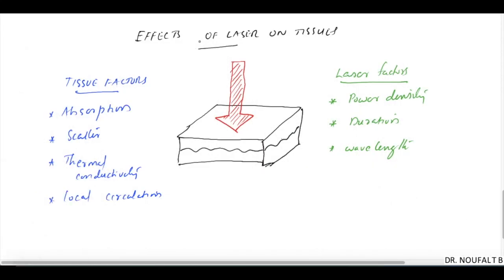The effect of laser on tissue depends upon various tissue factors as well as various laser factors. Tissue factors are absorption, scatter, thermal conductivity and local circulation. Laser factors include power density, duration and wavelength.